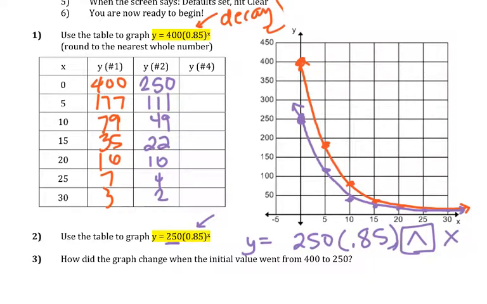Number 3, it says, how did the graph change when my initial value went from 400 to 250? And so we can see that instead of starting at 400, we changed to 250. But other than that, that red graph, if I just shifted it down, it would be where the purple one is. So we're just going to say that it just moved down.